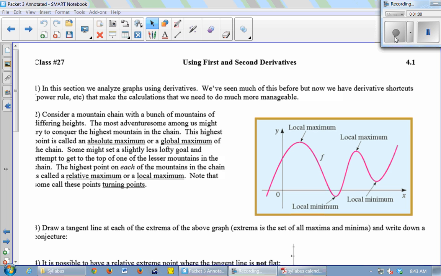Some people call these points turning points. So we've got a couple of local maximums here. One of them represents the global maximum. And we've got a couple of local minimums. One of them represents a global minimum.